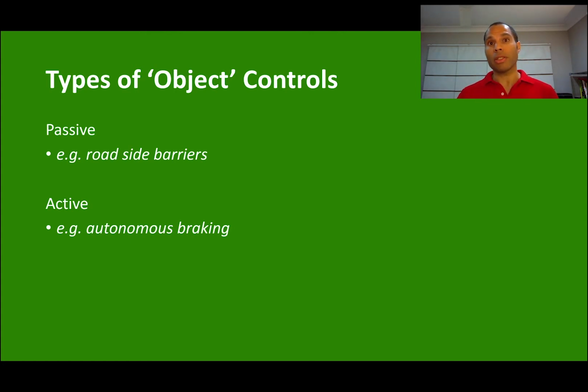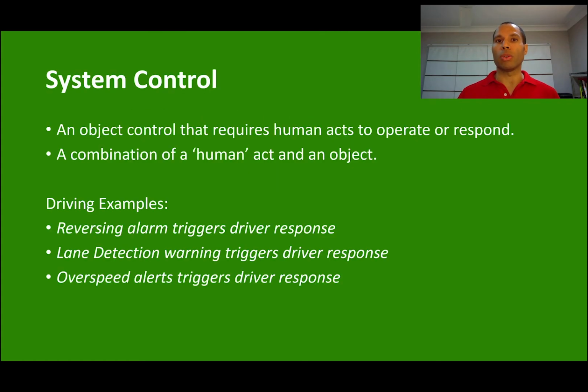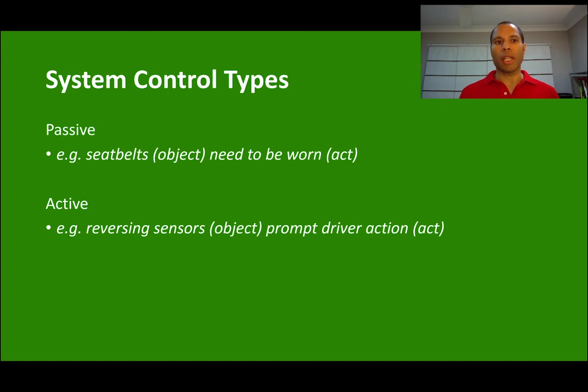So that's acts, objects, and the third one is a system control or technological system, which essentially is a combination of the two previous ones. So we need an object and an act, and together they make the system. And some examples listed below there. So for example, lane detection warning triggers a driver to respond or change their behavior. Similar to objects, we can have passive technological systems or active ones. So passive could be the seatbelt being the object and needs to be worn, the act, or we could have the active objects, which is reversing sensors triggering or prompting behavior.